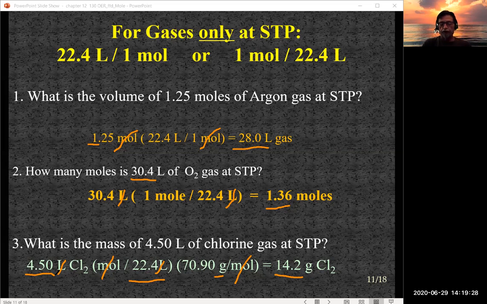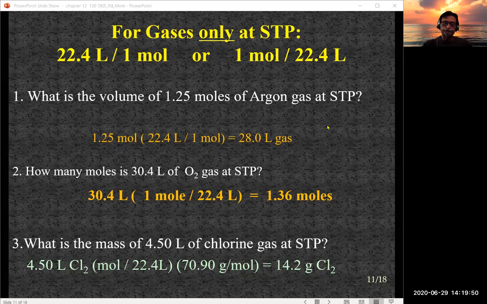But if 4.500 was given, then that's 4 sig figs, and therefore our answer would be defined by the 22.4 with respect to sig figs. Okay. So the 22.4 is a measurement, so it would play a factor in your significant figures.